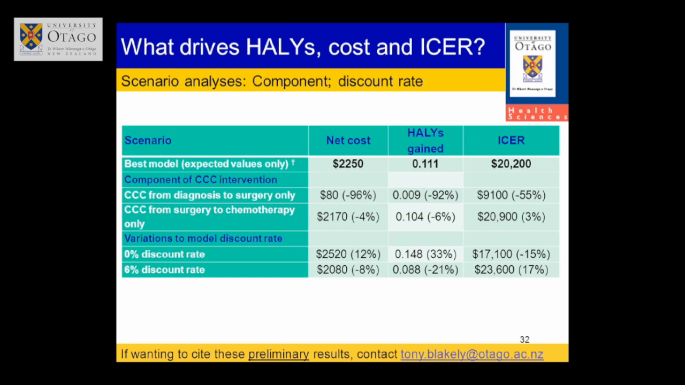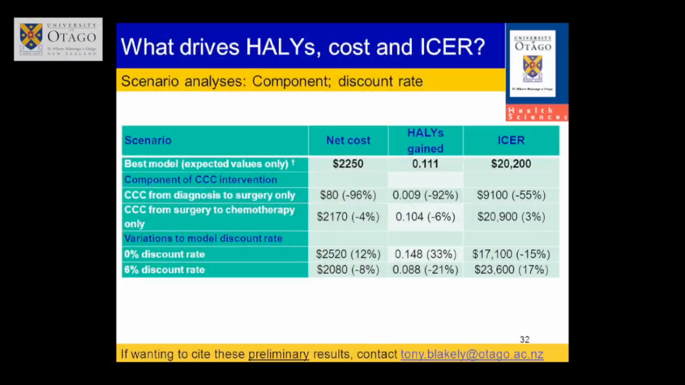Everything I've done so far and everything else I'll show you in this presentation, other than these two bottom rows, is with a discount rate of 3%. That's the default one in our protocol. So if you use a 0% discount rate, you increase the amount of HALYs gained. If you use a higher discount rate, that's discounting the future more. So if you keep somebody alive and they're still alive in 20 years' time, it doesn't count for much because you've discounted it away. Therefore, you see a reduction in the HALYs. And you also see that the ICER is a bit less with a 0 discount rate and a little bit more with a higher discount rate. I'm not going to talk any more about that because I'm just going to work on 3%.